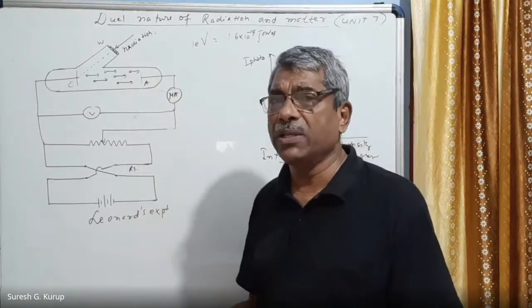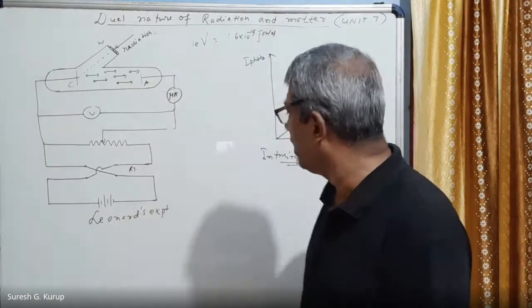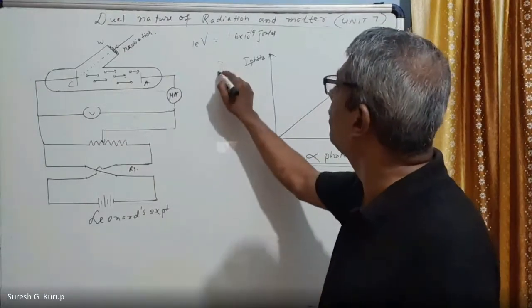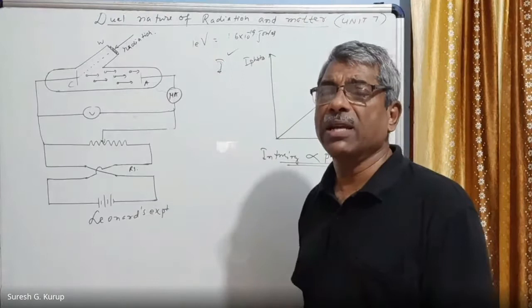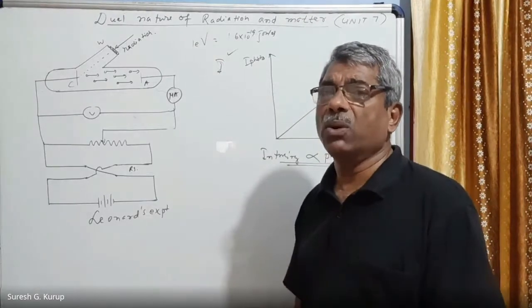Intensity, how intensity can be changed, that I have also said. This is experiment number 1. In the experiment, the graph is also done. From this experiment, you understood that when intensity increases, photoelectric current increases.